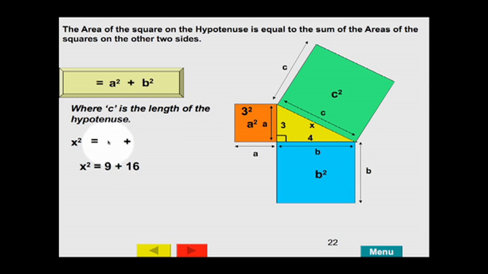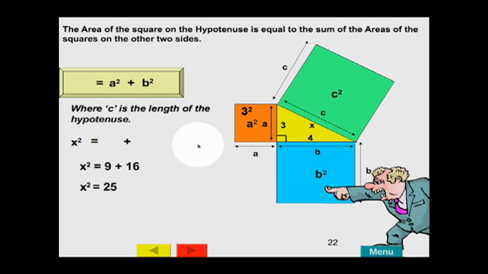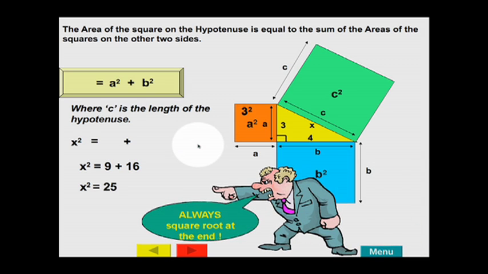The result of that: 3 squared is 9, 4 squared is 16. Add those together, and we've nearly done. As the fella said, always square root it. So basically, square the value of A, square the value of B, add them together, and square root your result. So the square root of 25 is 5, so the length from there to there, your hypotenuse, is 5.